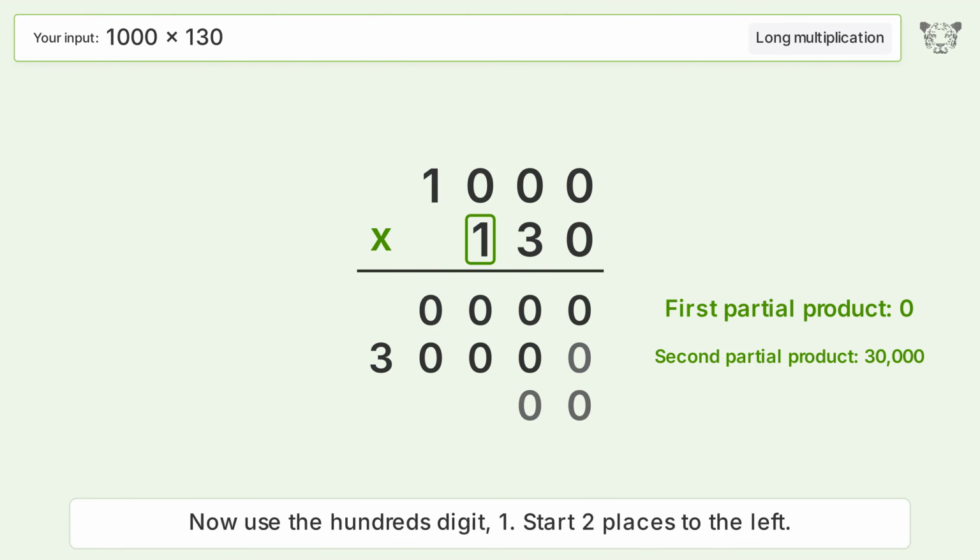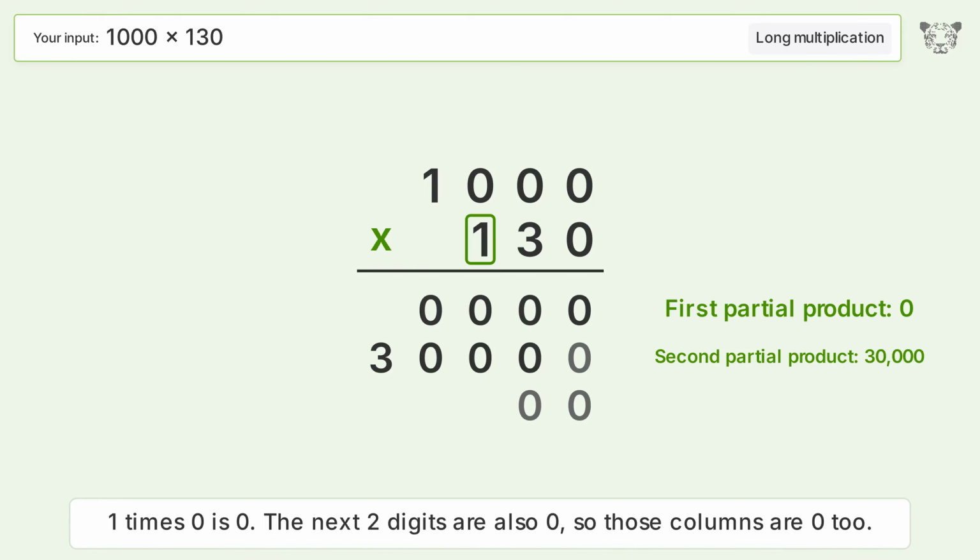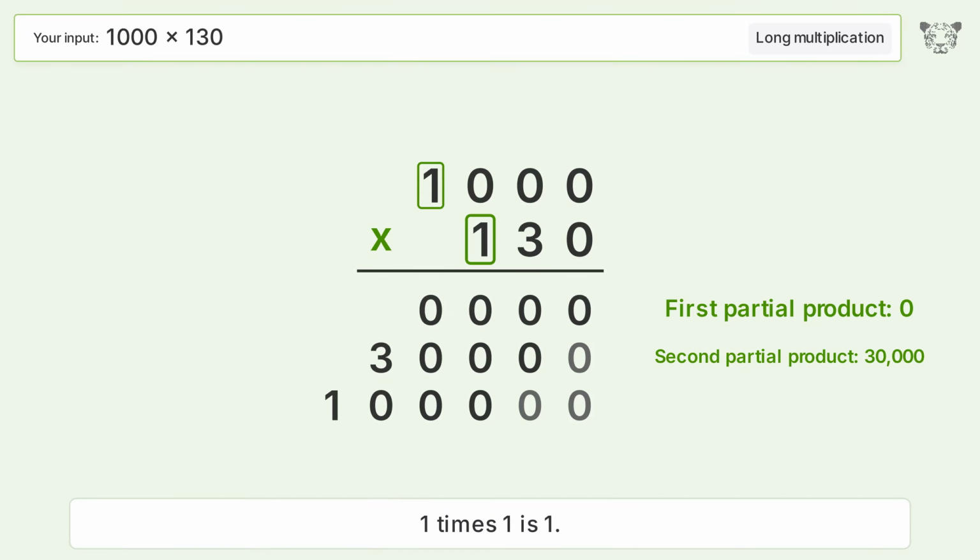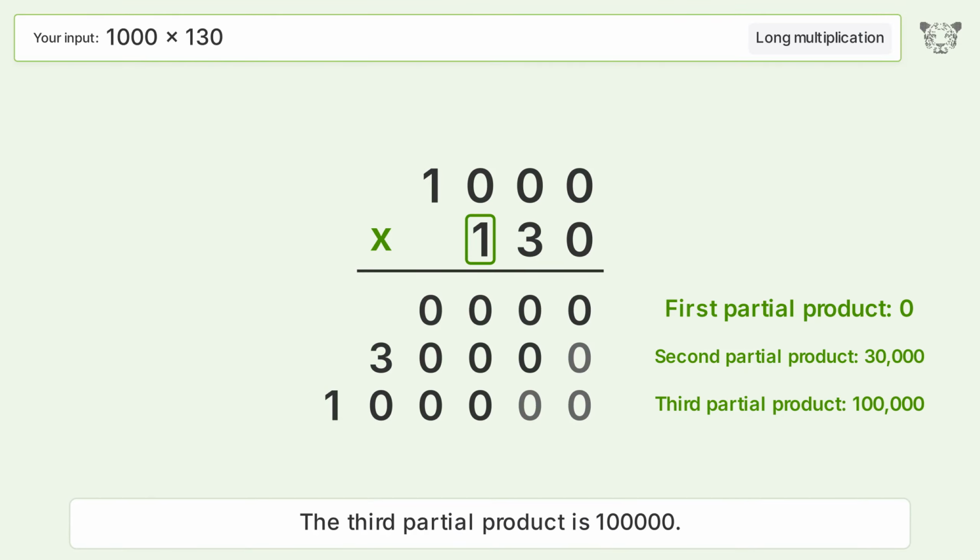Now use the hundreds digit, 1. Start two places to the left. 1 times 0 is 0. The next two digits are also 0, so those columns are 0 too. 1 times 1 is 1. The third partial product is 100,000.